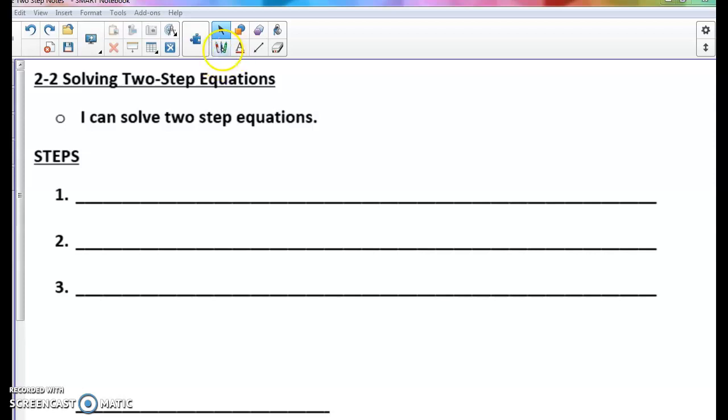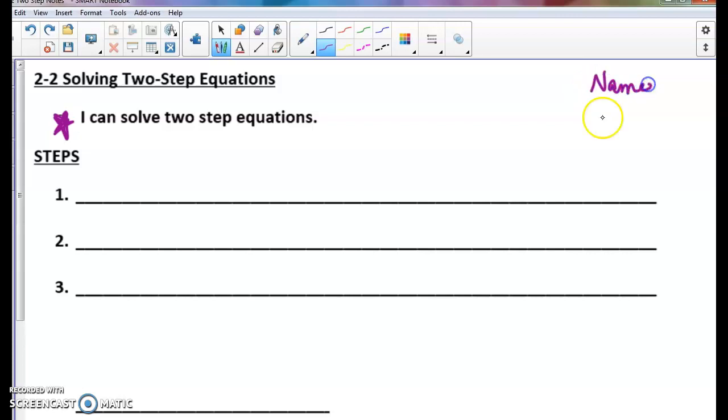Hello there and welcome to our 2-2 notes, which is solving two-step equations, very fitting. So 2-2 is two-step. Our learning target for today is: I can solve two-step equations. Go ahead and put your name in that top right-hand corner and today's date.